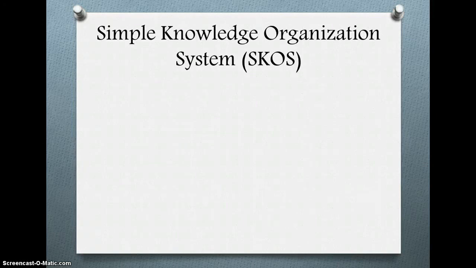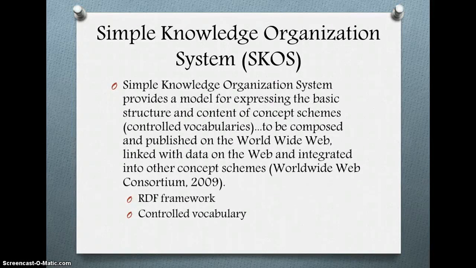Simple Knowledge Organization System, SKOS. A more recent development in the semantic web structure is the Simple Knowledge Organization System, which provides a model for expressing the basic structure and content of concept schemes, such as control vocabularies, to be composed and published on the World Wide Web, linked with data on the web, and integrated into other concept schemes. It also uses an RDF framework and control vocabulary, and is also run through computerized agents. In fact, SKOS is itself an ontology, which was created through web ontology language, known more informally as OWL.